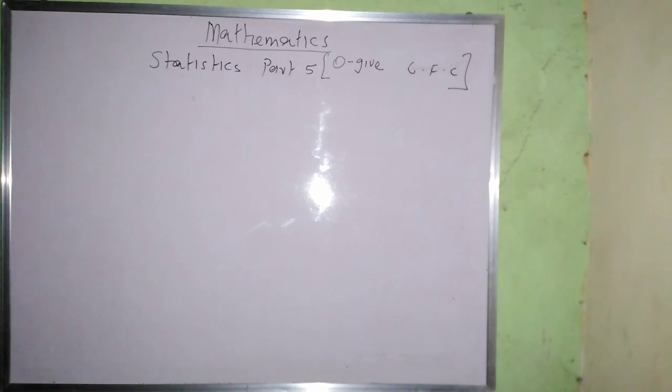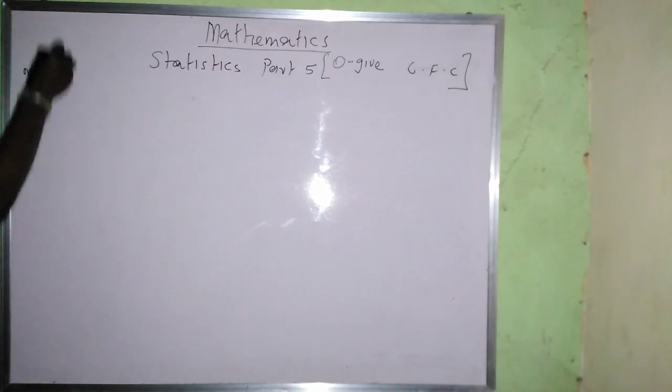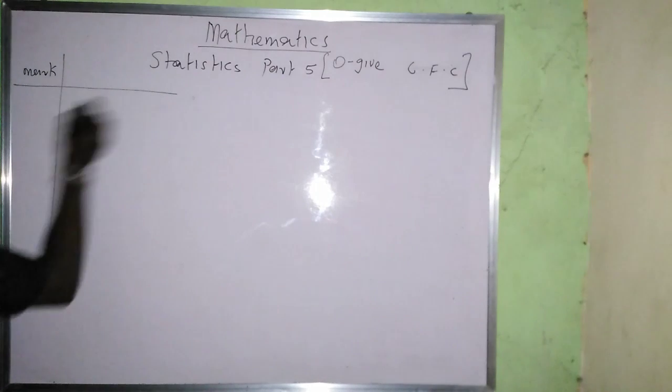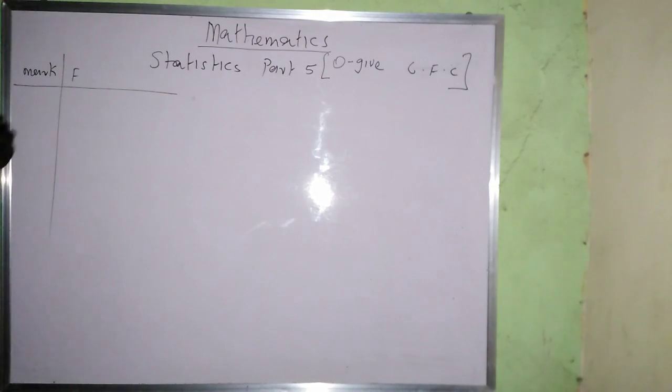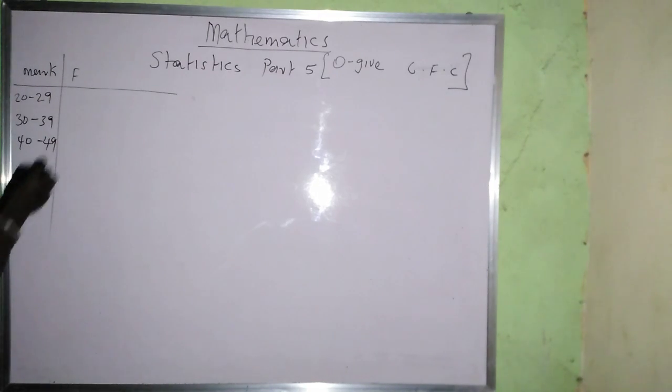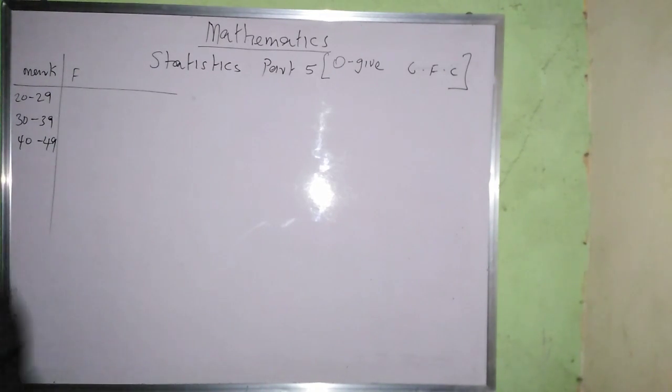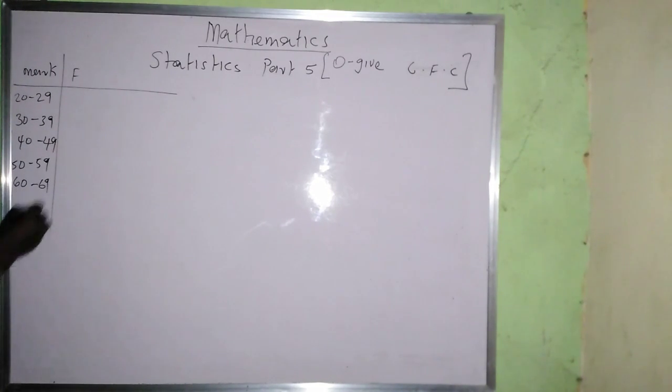Now, if I have a table like this, I have my mark, and I have my frequency. This one is 20 to 29. I have 30 to 39. I have 40 to 49. I have 50 to 59. I have 60 to 69 and 70 to 79.